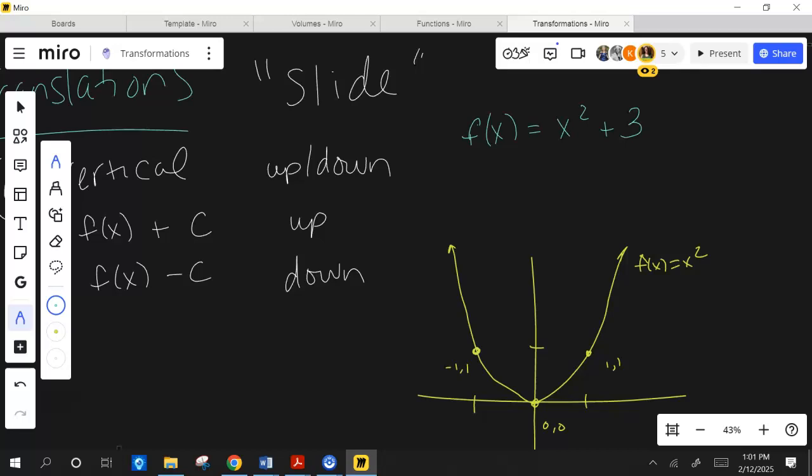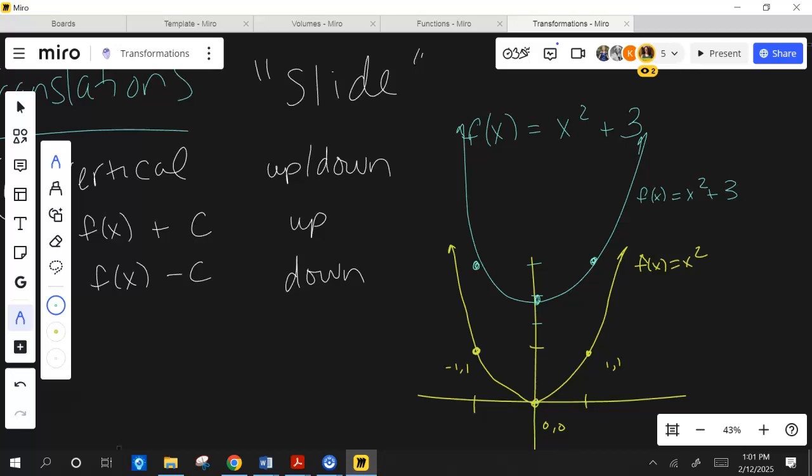What would it become? Negative 1, 4. Instead of 0, 0, this one's going to become 0, 3. And instead of 1, 1, this one's going to become 1, 4. This is this graph. It literally just takes it and slides it, whoop, up 3.